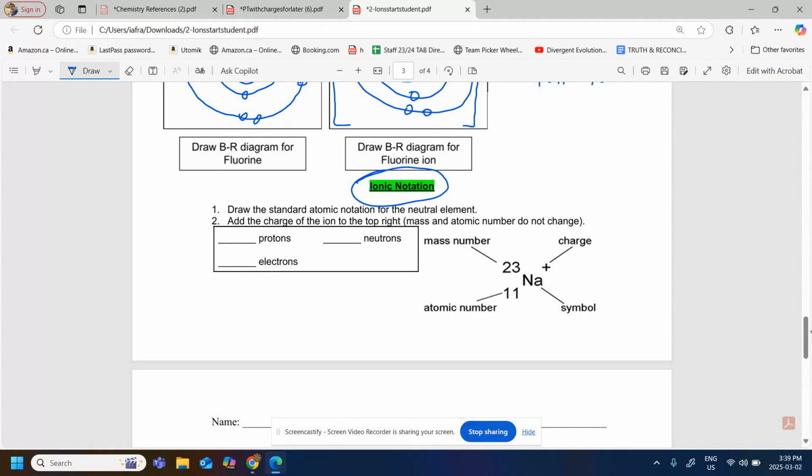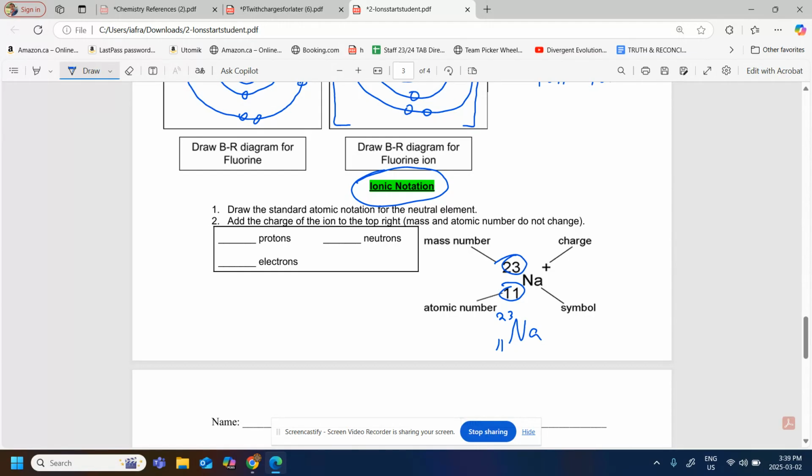So if I had sodium and I want to write out its atomic notation, I would put its mass on top, on the top left, and its atomic number on the bottom left. And the atomic number represents the number of protons, or electrons, sorry, and the mass number represents the mass of the atom, and you can find the neutrons with that.